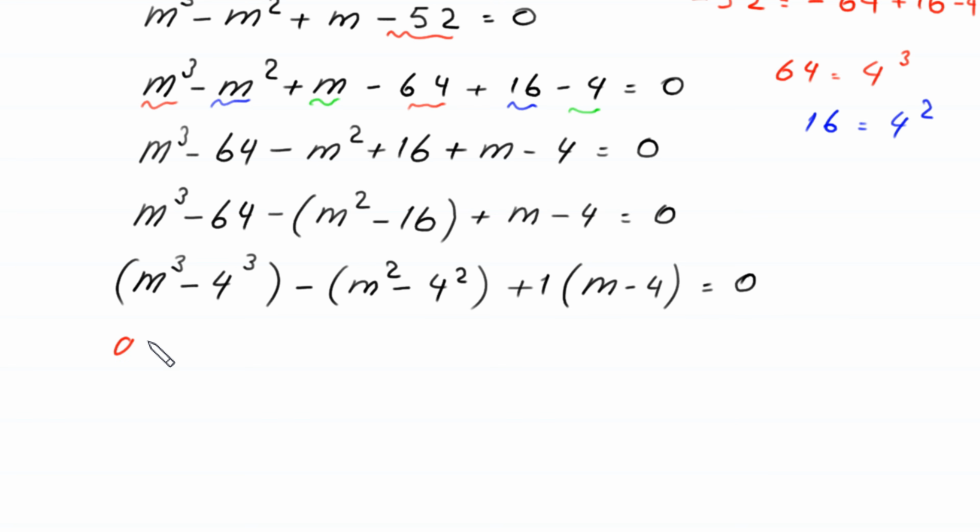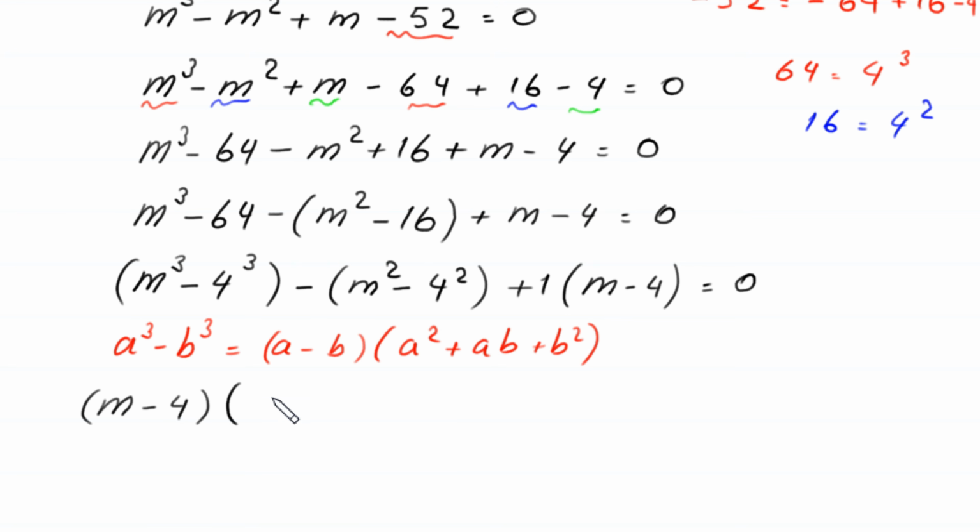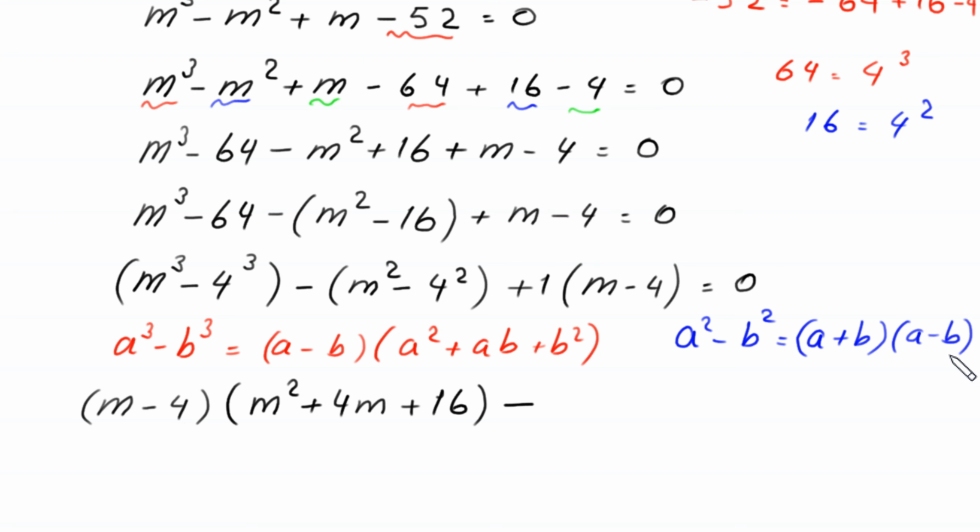Now by using the algebraic identity a^3 - b^3 = (a - b)(a^2 + ab + b^2), this m^3 - 4^3 becomes (m - 4) times (m^2 + 4m + 16). Then by using the identity a^2 - b^2 = (a + b)(a - b), this m^2 - 4^2 becomes (m + 4)(m - 4), plus 1 times (m - 4) is equal to 0.